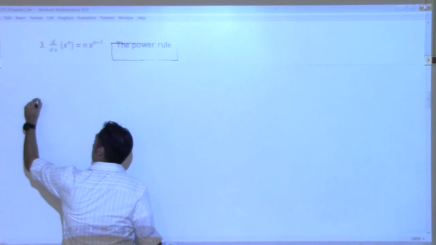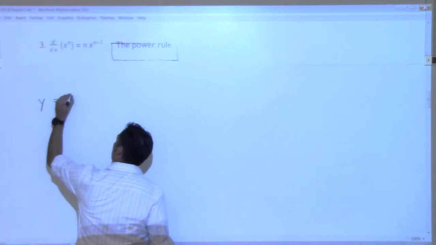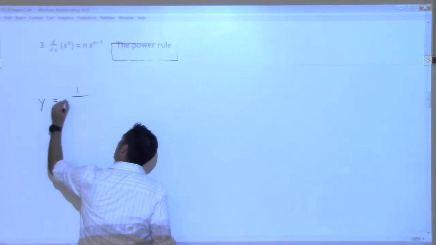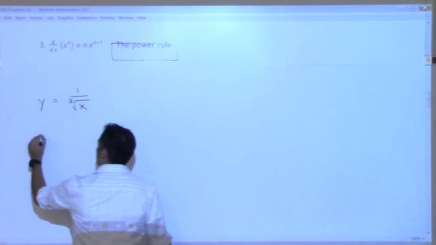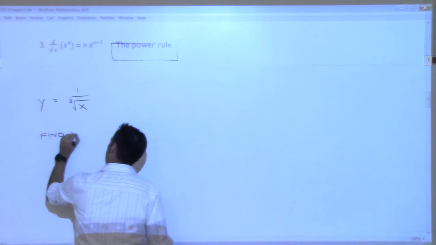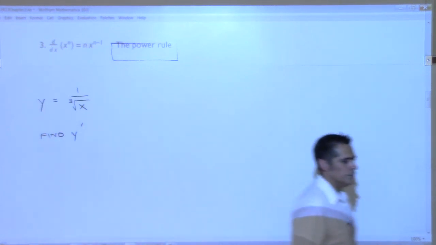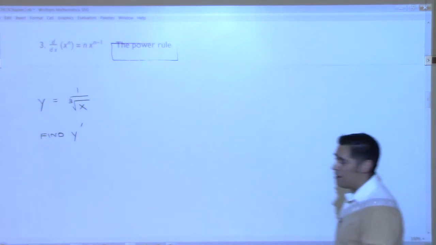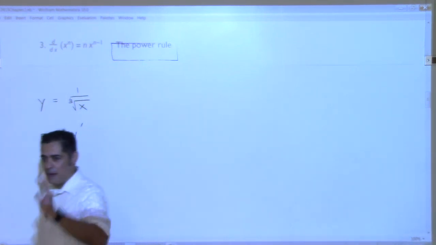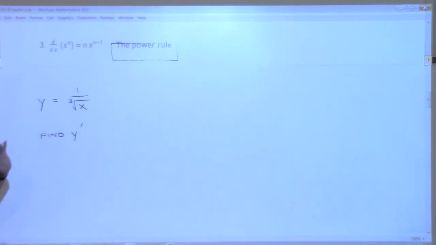All right, let's do an example. Y is equal to 1 over the cube root of x. Find y prime. What's the derivative of that? Well, first of all, we are not going to use the limit, all right? We want to use the power rule or any of the shortcuts that we're learning today if we can. So the question is, can you rewrite that as x to a power?